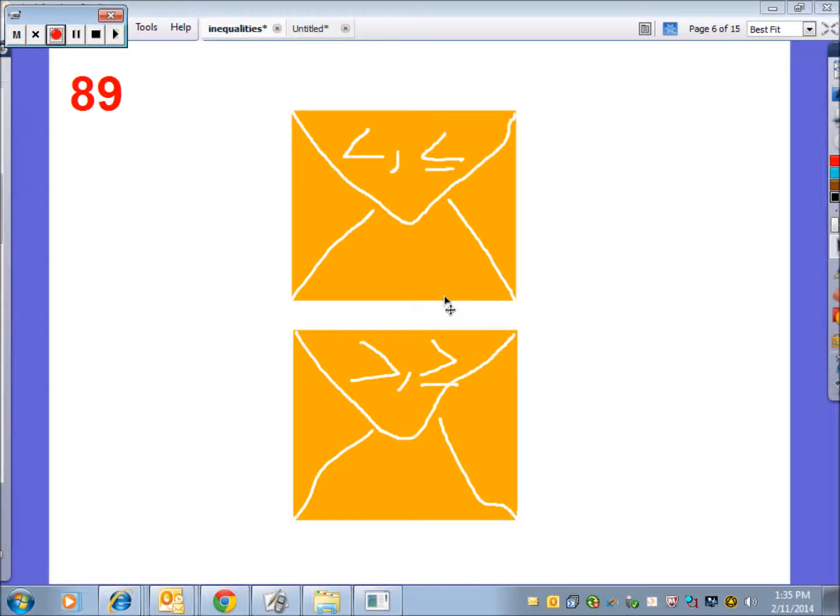Alright, if you open your ISN, your Interactive Student Notebook, to page 89, you should have the two envelopes that we glued in during class. I want you to go ahead and label the top envelope "less than" and "less than or equal to," and the bottom envelope "greater than" and "greater than or equal to." Then take out all of your graphs and spread them out in front of you.